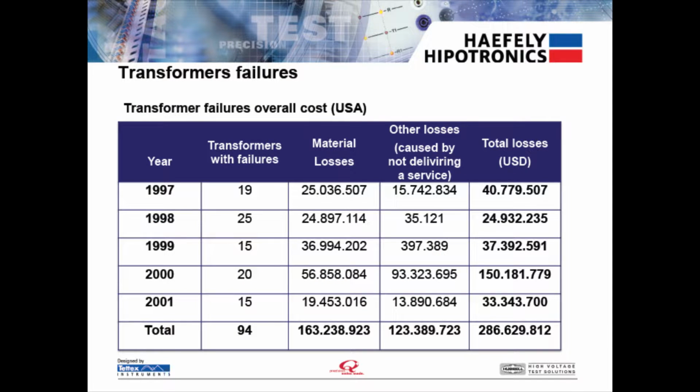Here are some stats on how expensive failure can be. If not properly maintained, they can lead to significant material loss and an inability to provide whatever service the transformer is able to provide. So in this five-year example, there were 94 transformer failures in the US with total losses of over $286 million.